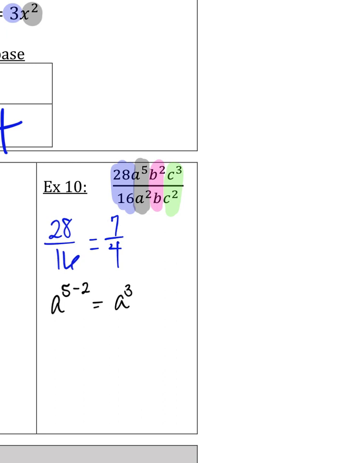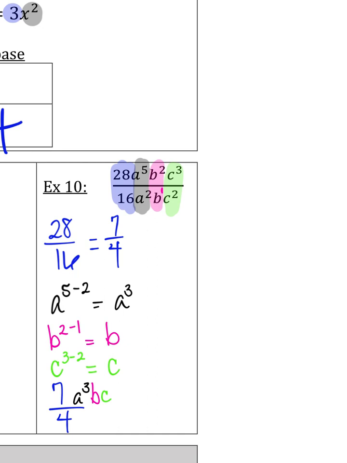Then I have my B value of B to the 2nd minus B to the 1st, because remember there's an invisible one right here. That's going to give me just B to the 1st. And mathematicians are lazy, so that's why you didn't see it there, so I'm not going to write it again. And then you have C to the 3rd minus C to the 2nd, which is C to the 1st. So my final answer would be 7 over 4 A to the 3rd B C.